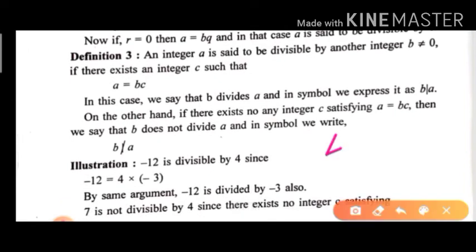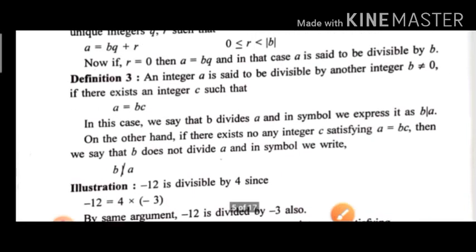So we know 4 is divisible by 2, so 2 divides 4. We know how many times it will be: 4 is equal to 2 into 2, so the other integer is 2.